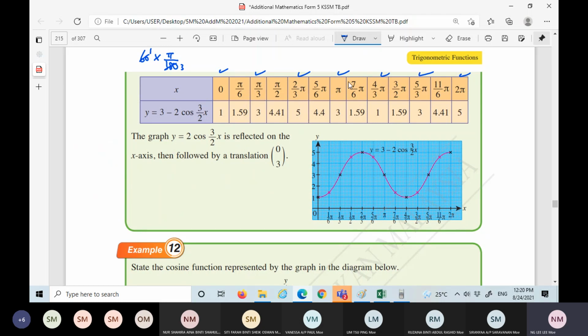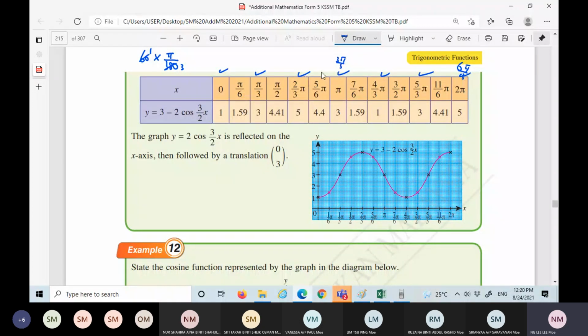2 pi over 3, 3 pi over 3, 4 pi over 3, 5 pi over 3, 6 pi over 3. And then simplify whatever that you can simplify. Like just now, 3 pi over 3, then you write pi. Then 6 pi over 3, then you write 2 pi.